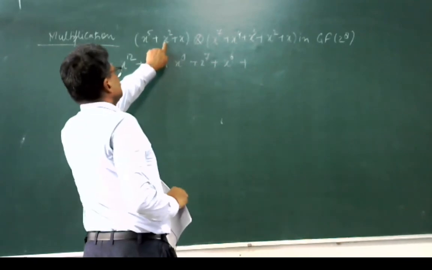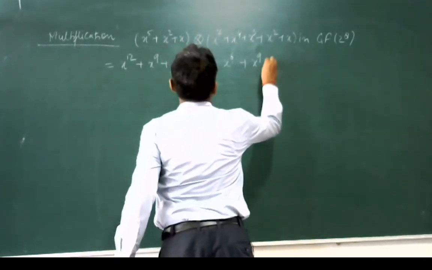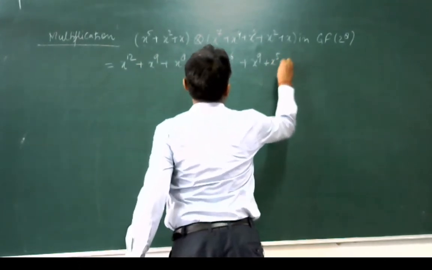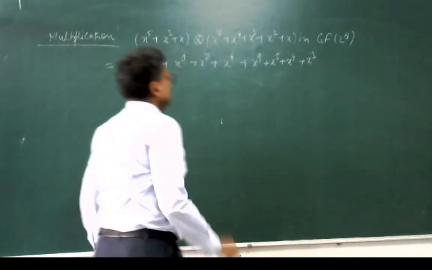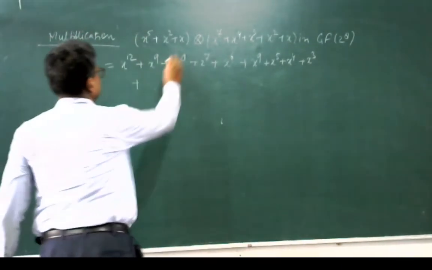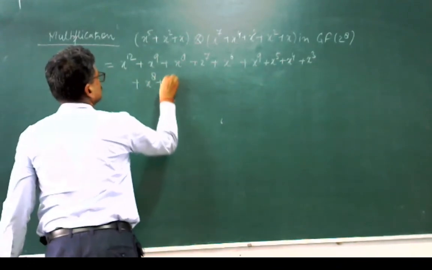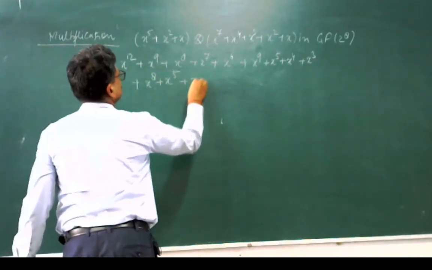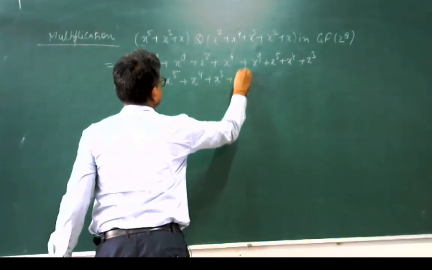Now we will take x square and multiply with all the elements. So x to the power 9 plus x to the power 5 plus x to the power 4 plus x cube. Then we multiply x with all the elements: x to the power 8 plus x to the power 5 plus x to the power 4 plus x to the power 3 plus x square.